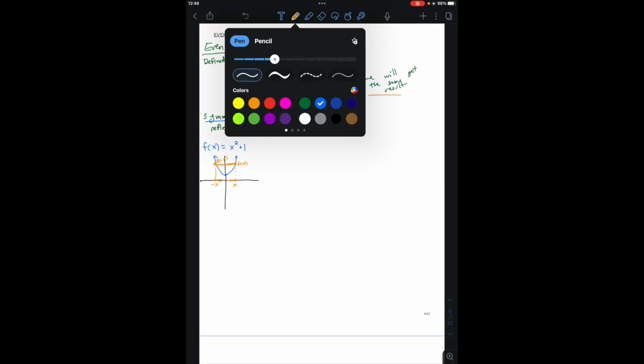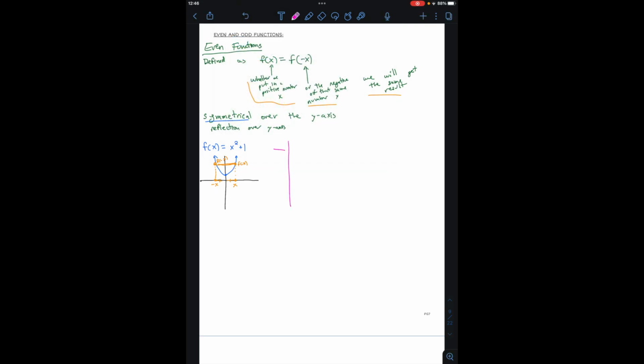If I build a table of values, do it in pink, okay? I have x and I have f of x. Starting with 0, I plug in 0, I get 1. If I plug in 1, 1 squared is 1 plus 1 gets me to 2. But if I were to plug in the negative version of 1, negative 1, negative 1 squared is positive 1 plus 1 also is 2. So you'll notice that whether I plug in negative 1 or positive 1, some positive x or the negative of that same number x, and x could originally be the negative, and then negative negative makes positive. But the point is, our outputs are the same.